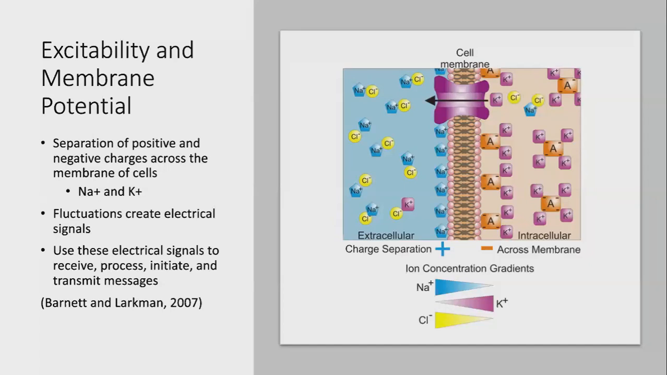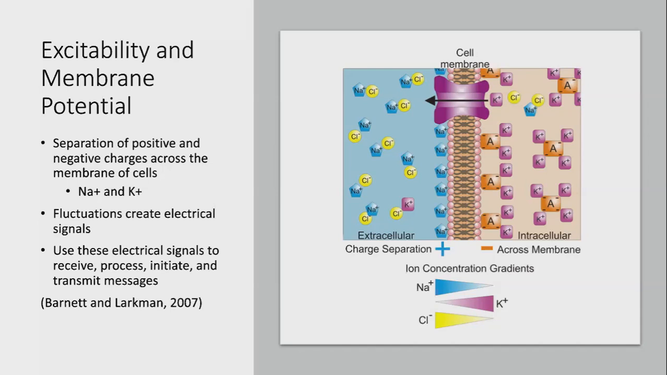Excitability and membrane potential. So your membranes have a separation of positive and negative charges across the membrane of cells. These are controlled by mostly sodium and potassium. And this creates a membrane potential. So fluctuations in this membrane potential create electrical signals. Your body then uses these electrical signals to receive, process, initiate, and transmit messages.